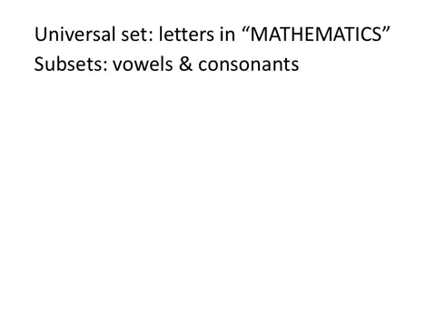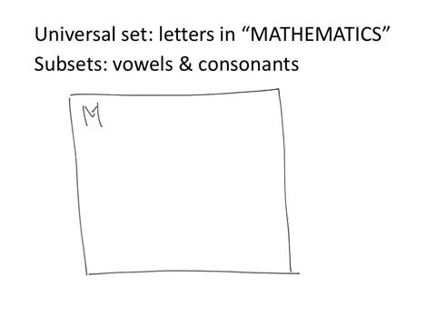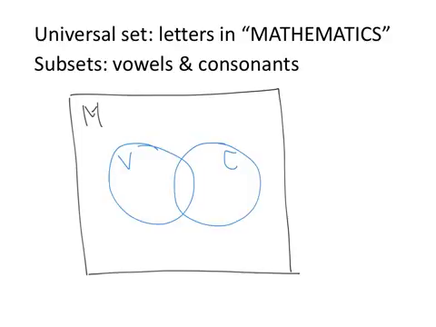Now let's look at an example we've already seen when we discussed set notation. We're going to consider the universal set of letters in the word mathematics. We'll call this set M for now. We're also going to create 2 subsets in this example, the set of vowels and the set of consonants.